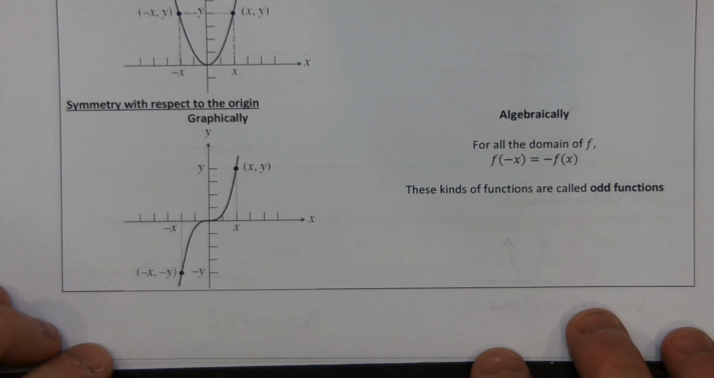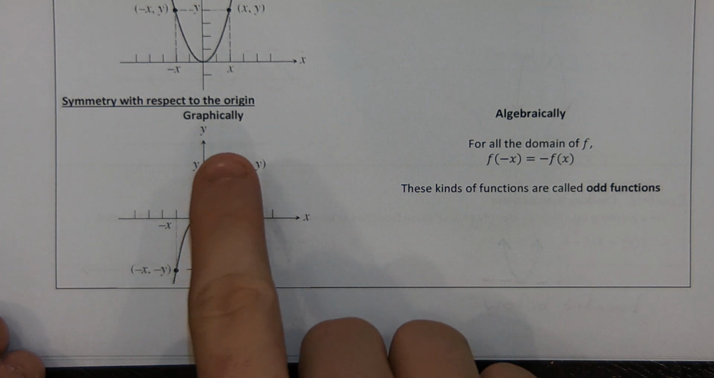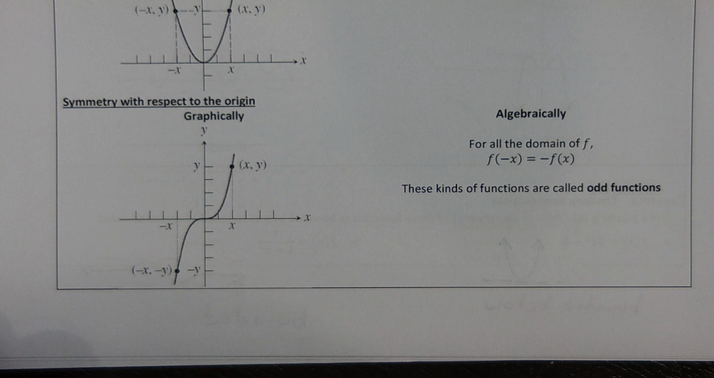Now, odd symmetry. You would think, since even is symmetric over the y-axis, that odd would be symmetric over the x-axis, but you can't have a graph that's symmetric over the x-axis because that would violate the vertical line test, so you wouldn't be dealing with a function, would you? No. Odd symmetry, we say, is symmetric around the origin.